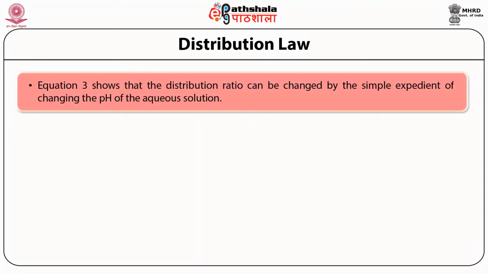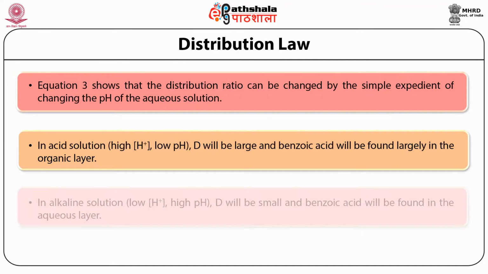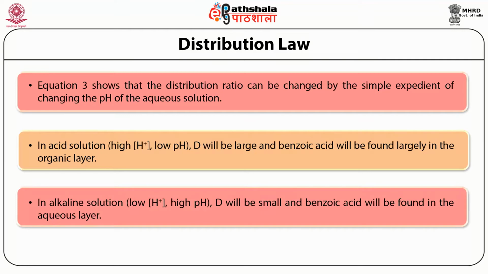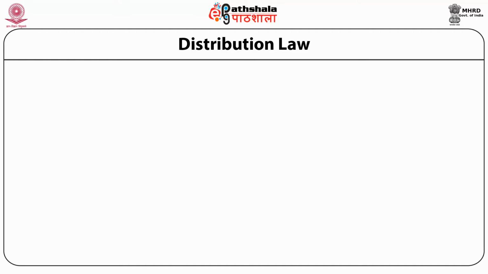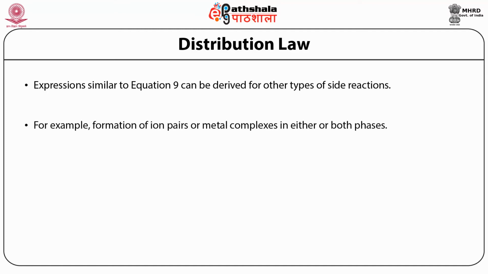Equation 9 shows that the distribution ratio can be changed by the simple expedient of changing the pH of the aqueous solution. In acid solutions, D will be large and benzoic acid will be found largely in the organic layer. In alkaline solution, D will be small and benzoic acid will be found in the aqueous layer. Expressions similar to equation 9 can be derived for other types of side reactions, for example, formation of ion pairs or metal complexes in either or both phases.